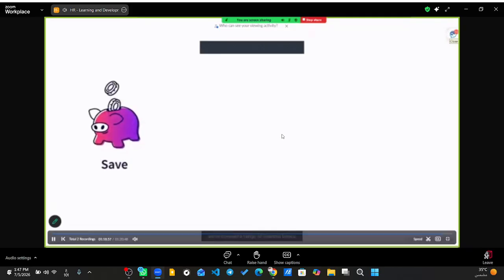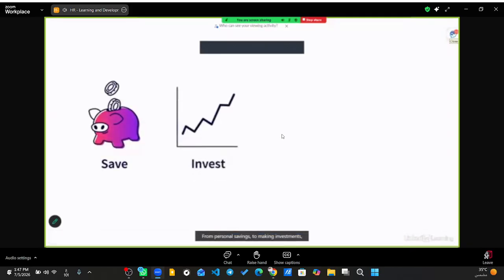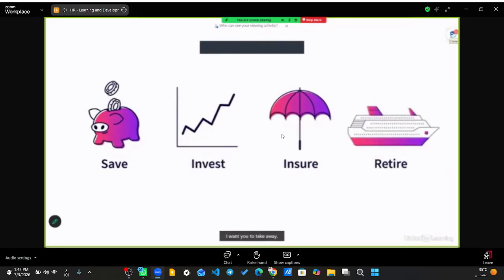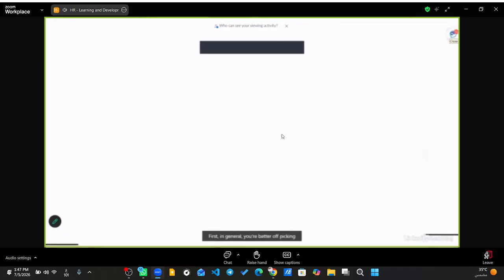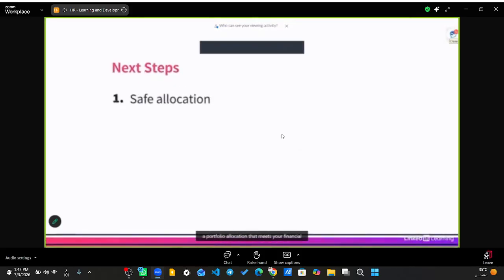In this course, we've covered a range of financial basics, from personal savings to making investments to insurance and retirement. Let's go over the key points I want you to take away. First, in general, you're better off picking a portfolio allocation that meets your financial return expectations without taking on too much risk. Second, it's a good idea to choose a combination of stocks and bonds based on something like the age rule of thumb. Whatever your age is, that's how much most of us should have invested in bonds. It's usually a bad idea to have all of your savings in either stocks or bonds.